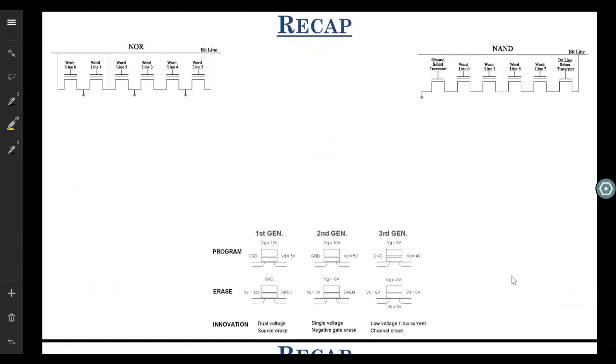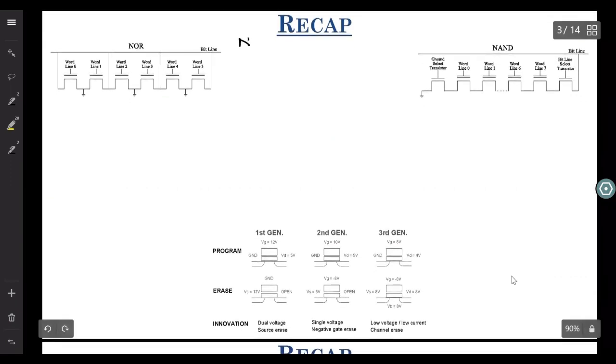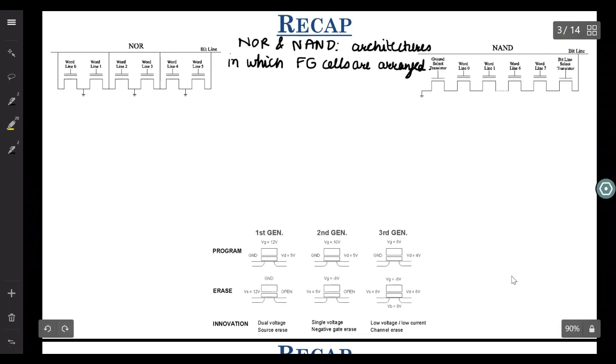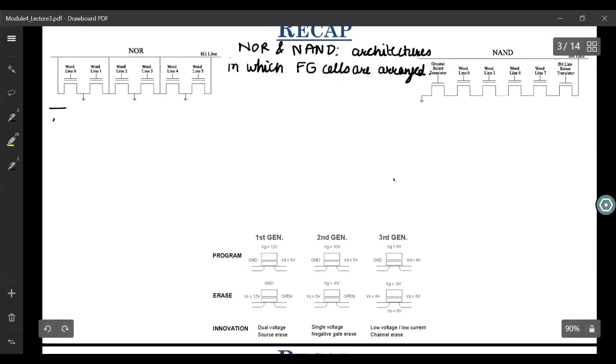So we were discussing this NOR and NAND flash memory. NOR and NAND are nothing but architectures in which your floating gate cells are arranged, right? Now, while the NOR flash memory is mostly used for embedded application, that is for code storage, your NAND flash memory is usually used for data storage.